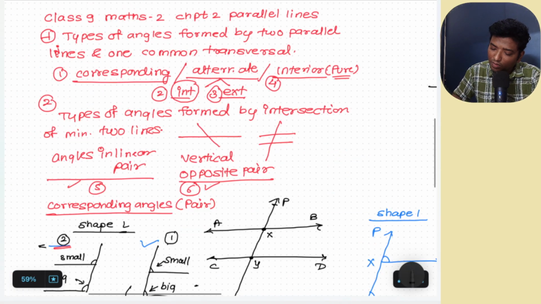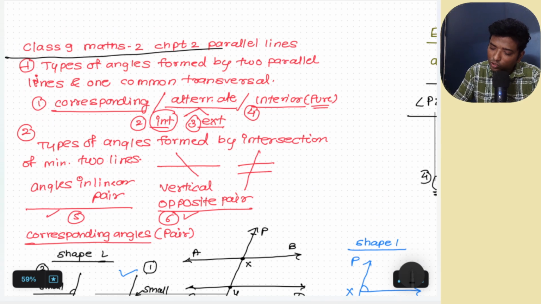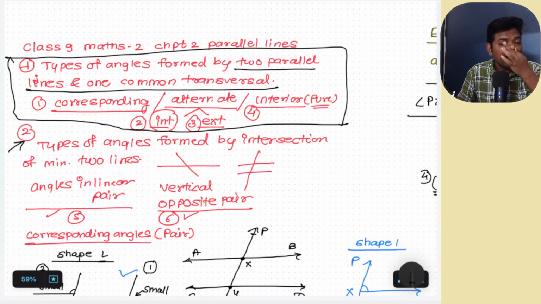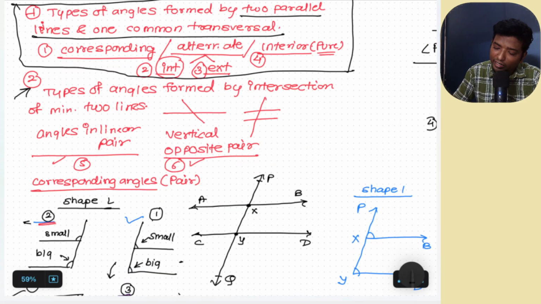What was our first type? The types of angles that are formed by two parallel lines and one common transversal. Now we are moving towards this one. Here there is no need for two parallel lines. Even with two parallel lines and a transversal you will see these, and even with a simple intersection of two lines you will see these. So here I have written: types of angles formed by intersection of minimum two lines.